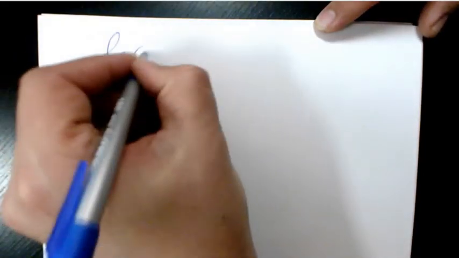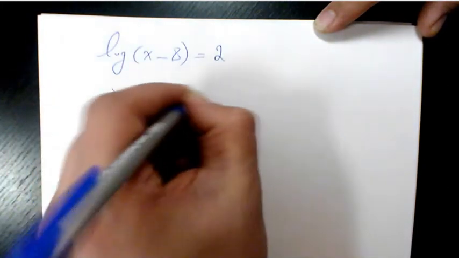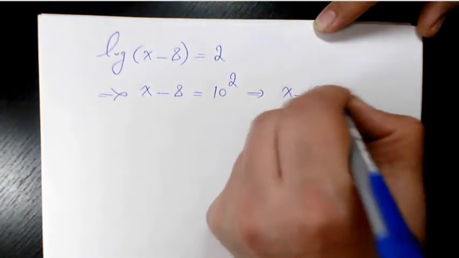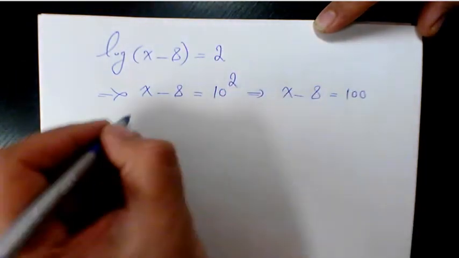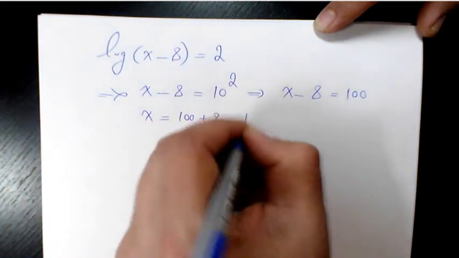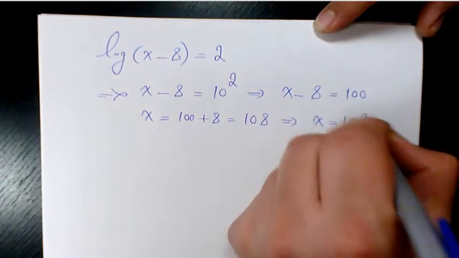Next example. Log(x − 8) equals 2, which means that x subtract 8 equals 10 to the power of 2, which means that x − 8 equals 100. So x will be 100 plus 8, which is going to be 108. So x is 108.